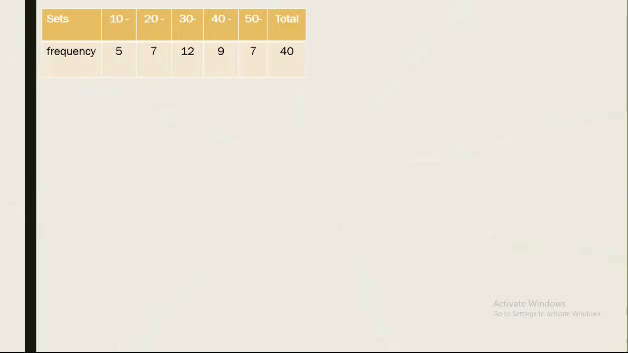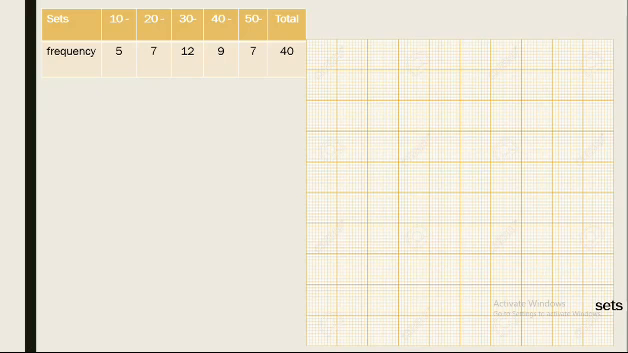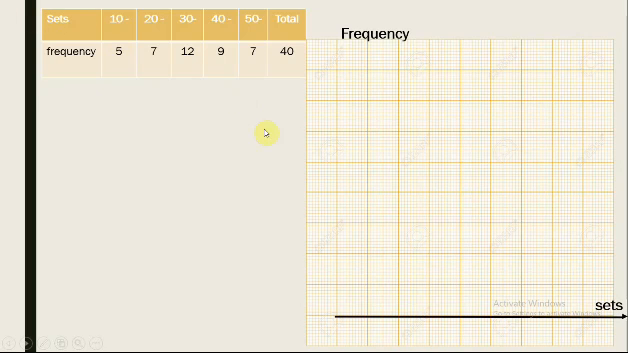Here is our table. The set starts from 10 or more, 20 or more, 30 or more, 40 or more, 50 or more, and the total here is 40 students. So we are going to use a graph notebook, and we will use a horizontal ray to represent the sets here, and to represent the frequency we will use a vertical ray. As you see here, like this for the sets, and a vertical one for the frequency. After that, we are going to put every set in its suitable place.